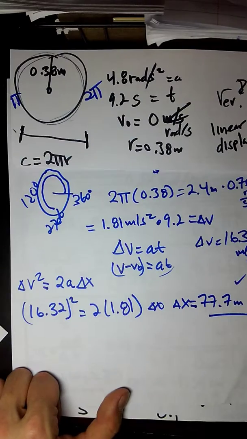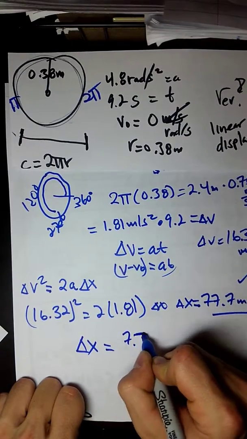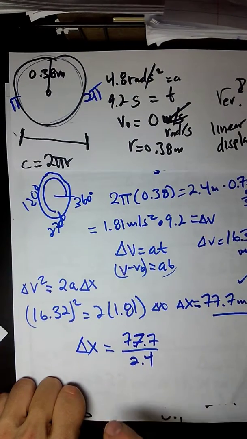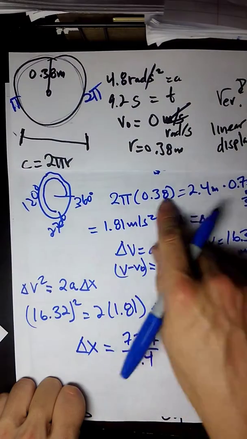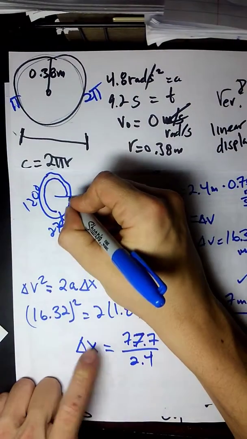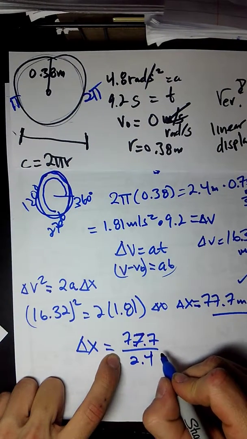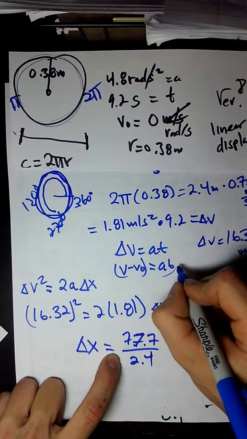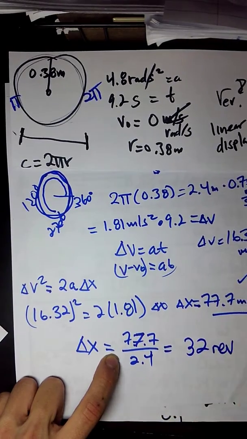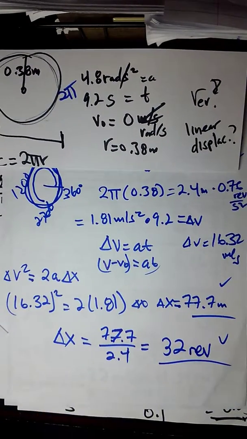And now I'm going to get my revolutions to be equal to delta x over 77.7 over 2.4. The reason I'm putting it over 2.4 is that that's 2 pi r, my circumference. That's my distance around my circle. So when I take 77 as the distance I'm traveling in that acceleration over that period of time, over the circumference of my wheel, I'm going to get 32 revolutions. That's how many times I go around, and that's the correct answer for revolutions as well. So linear displacement is 77 and the revolutions is 32.